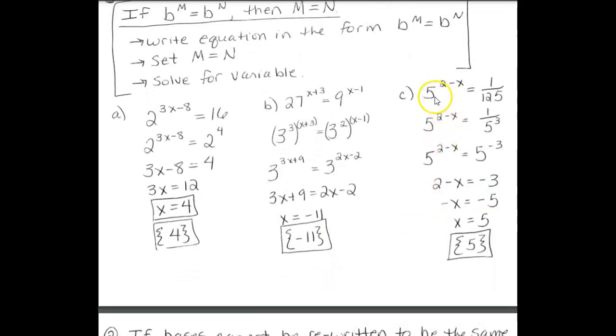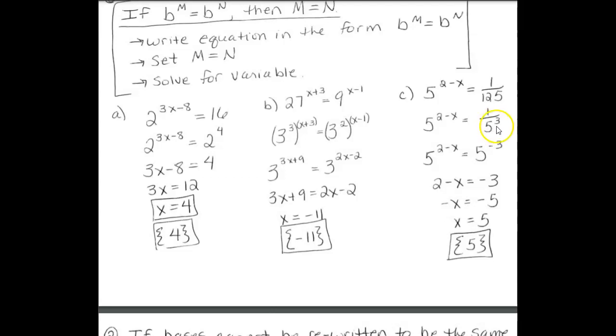One more example of this type, we have 5 to the power of 2 minus x equals 1 over 125. So here we have a base 5. 125 is also a power of 5, so I can rewrite the right side using base 5. You first probably should notice that 125 can be changed into being 5 cubed. Notice it's still in the denominator.